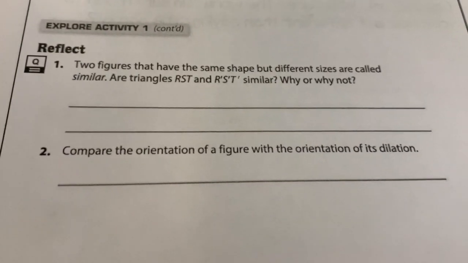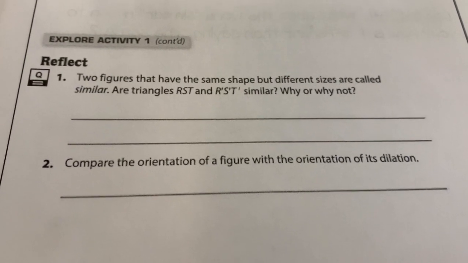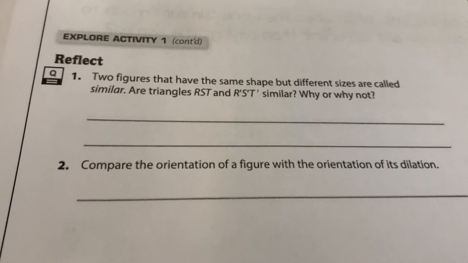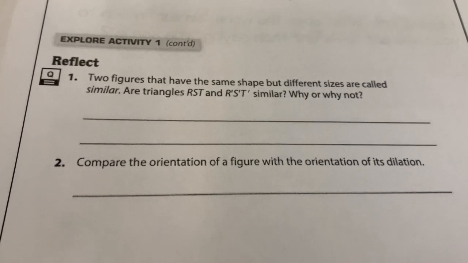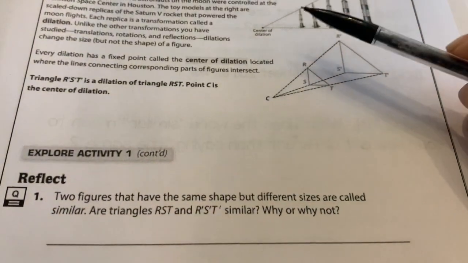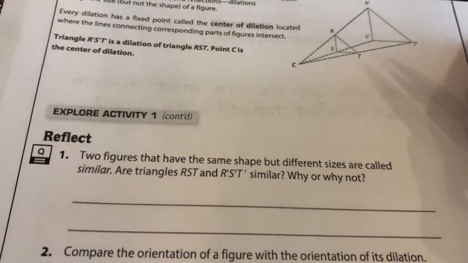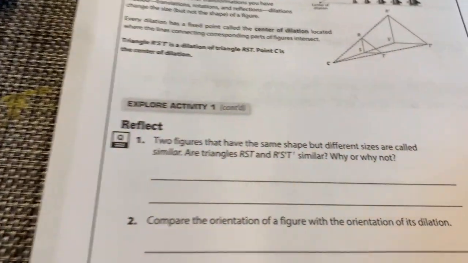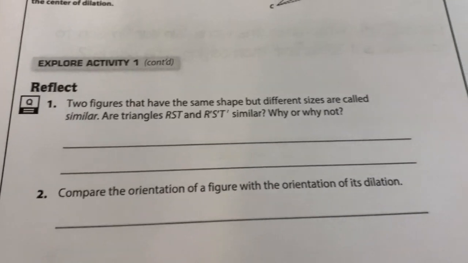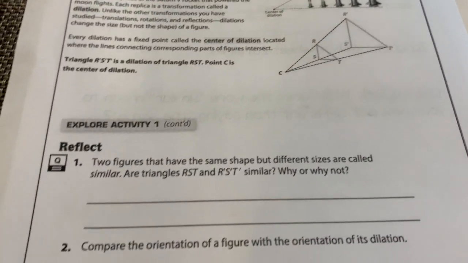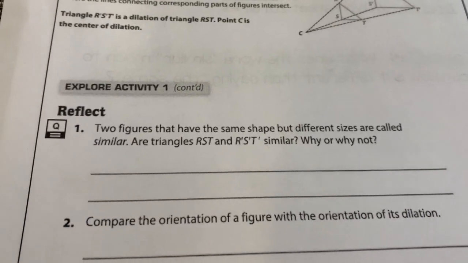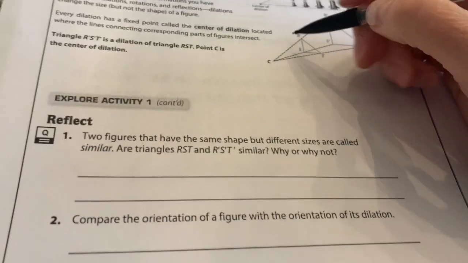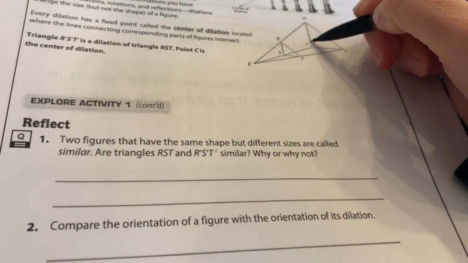Okay, so let's actually do the reflect. Two figures that have the same shape but different sizes are called similar. Are triangles RST and R prime S prime T prime similar? Why or why not? Well, if we take a look at these, the corresponding sides of them are proportional, which you don't know because you didn't measure it, but looking at the table that's filled out, if it's already measured, you can see that. Like I said, we're going to talk about that and you're going to see it for yourself. But just for the Explore, I'm just going to tell you the sides are proportional to one another.